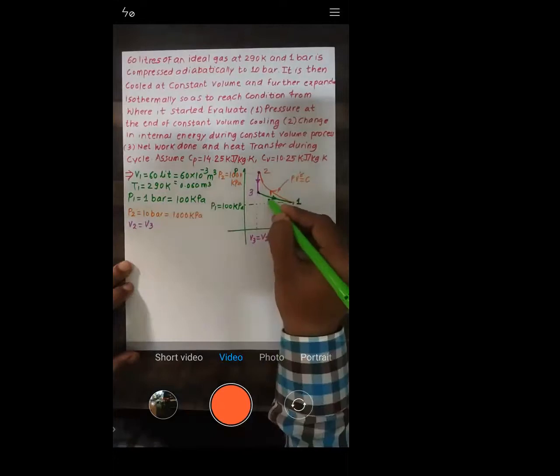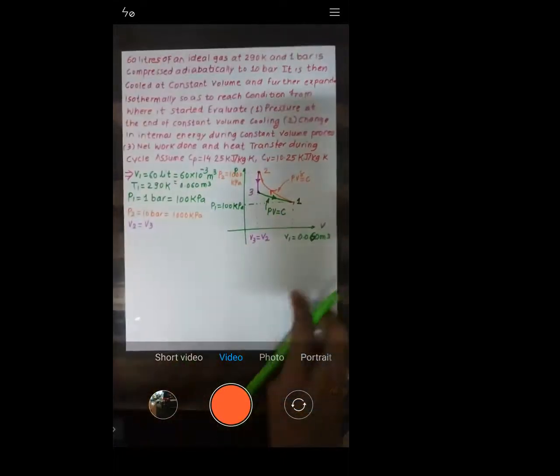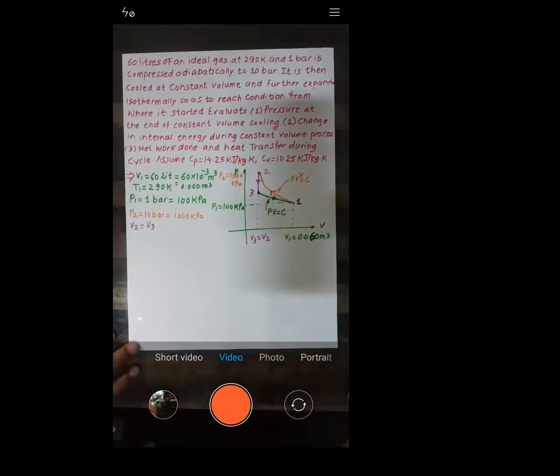But how should I move? I should move in such a manner that it will get expanded isothermally. So for an isothermal process, what is the law? PV is equal to C. For an isothermal process, PV is equal to C, right?